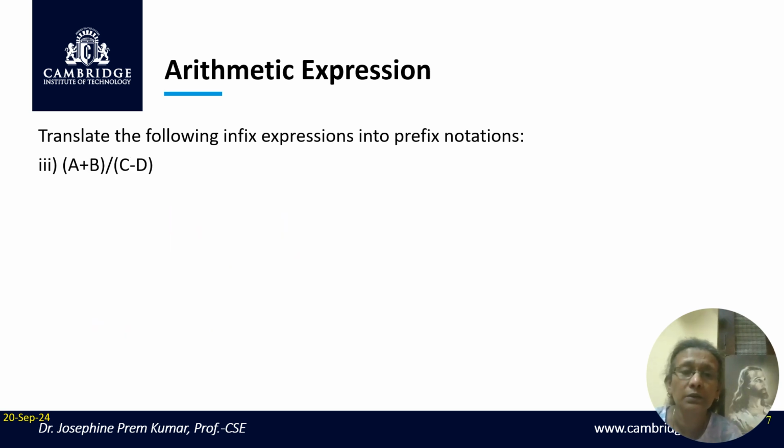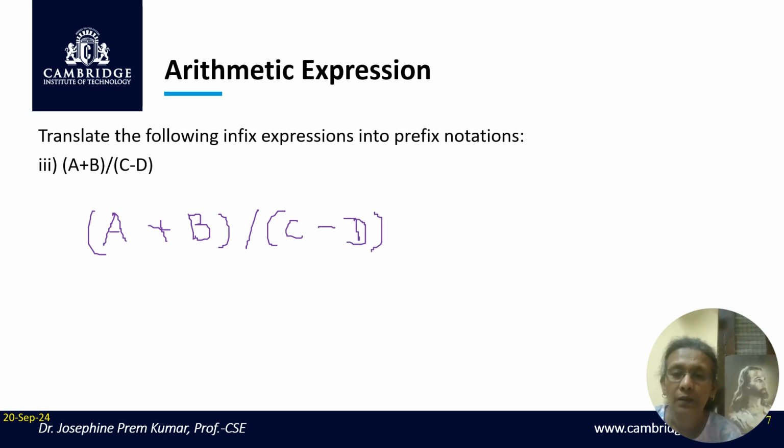The next one, say I have this. So I will write this expression A plus B divided by C minus D. So I put the square brackets. First I have to evaluate A plus B. Then I have to evaluate C minus D. And then I can divide the result of A plus B by the result of C minus D.